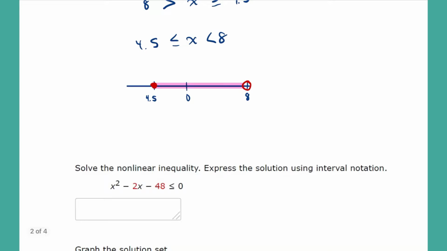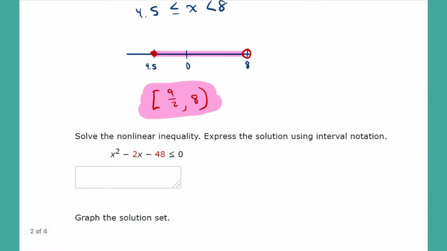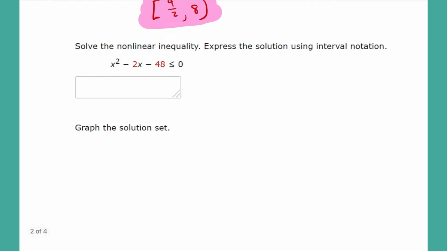The interval notation would be everything from 4.5, which you can also call 9 halves if you prefer, comma, 8. I'm going to actually leave it as a fraction, but you can keep it as a decimal. WebAssign will accept both versions, decimal or fraction. All right, let's go to the next problem now.